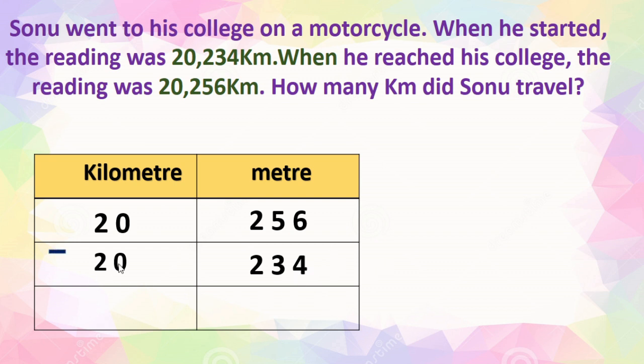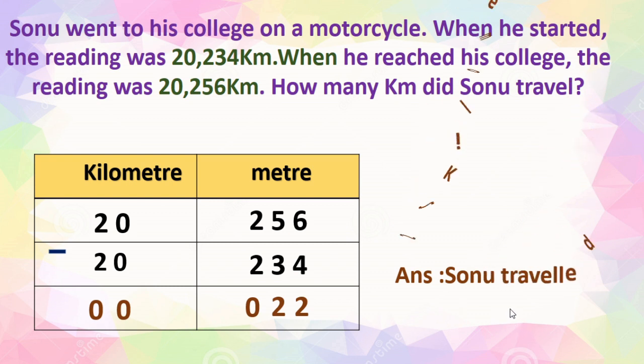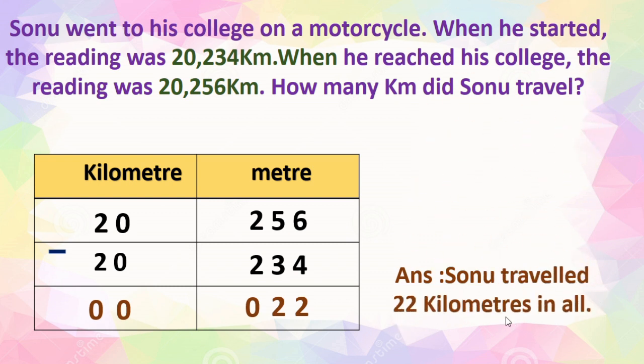Okay, when we minus this from this, we get the answer, that is nothing but the total kilometers that Sonu traveled, isn't it? Now we will go for this subtraction. 6 minus 4, that is 2. 5 minus 3, that is 2. 2 minus 2, that is 0. Here also 20 minus 20, that is 0. Means here we can write answer, Sonu traveled 22 kilometers in all. Correct? Sonu's college is 22 kilometers away from his house. Got this?